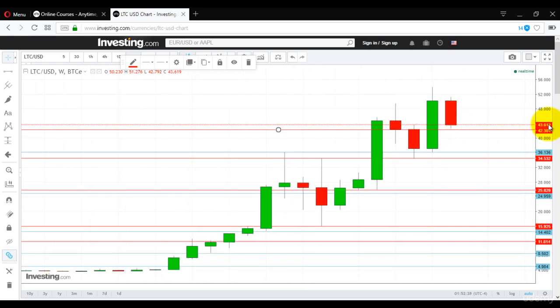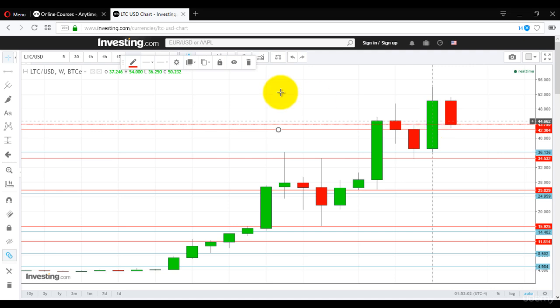The price currently is trading at $43.61, that is $43.619, and the real support is this 42.304. Why? Because first of all, this is an open, this is a close, and this is the middle candle.